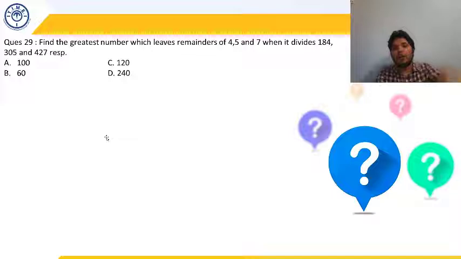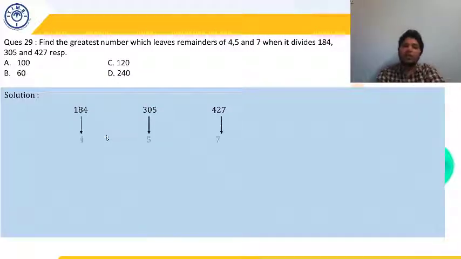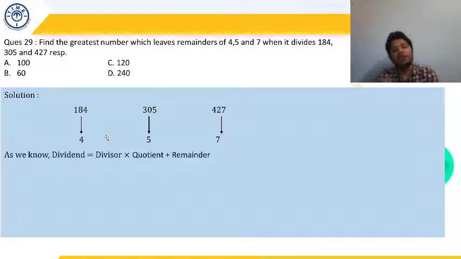This is HCF model number 1, where we need to find the greatest divisor which, when it divides 184, leaves 4 as remainder, divides 305 leaves 5 as remainder, and when it divides 427 leaves 7 as remainder. So how can we do that? We have already discussed, I am just doing it again for you. Our dividends are 184, 305 and 427, and the respective remainders are 4, 5 and 7. So we know the equation: dividend is equal to divisor into quotient plus remainder.